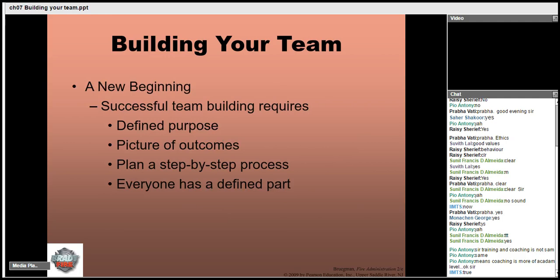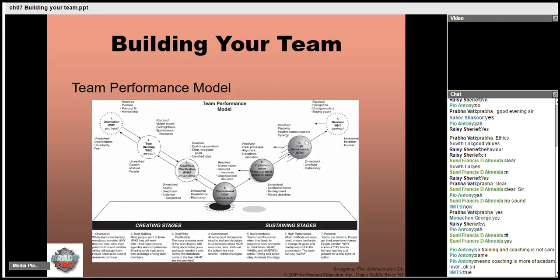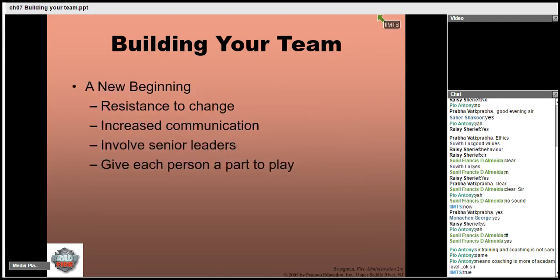Building your team, a new beginning. Successful team building requires a defined purpose, a picture of outcomes, and a step-by-step plan. Everyone has a defined part. Resistance to change: increase communication, involve senior leaders, give each person a part to play.